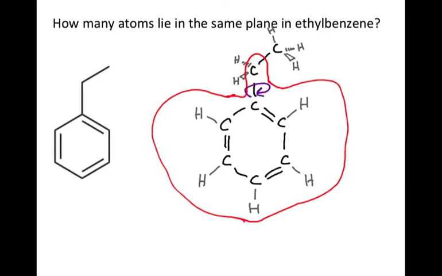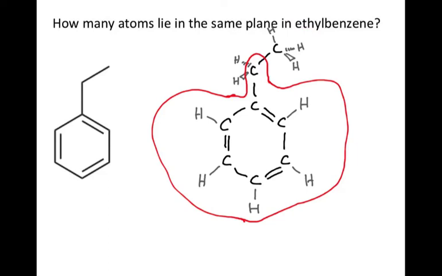So because you can rotate around this single bond, anything attached to this carbon is going to rotate. So this whole group here winds up rotating around and around, like you're whipping it around above your head in a way.